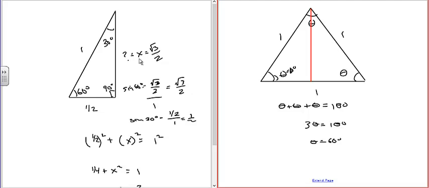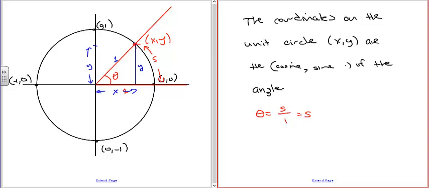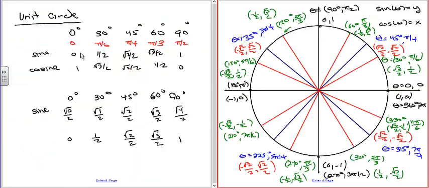And as a consequence, the sine of 60 degrees is the square root of 3 over 2, and the cosine of 60 degrees is a half. And likewise, the sine of 30 degrees is a half, and the cosine of 30 degrees is the square root of 3 over 2. So that allowed us to get these additional ones: sine of 30, cosine of 30, sine of 60, cosine of 60.